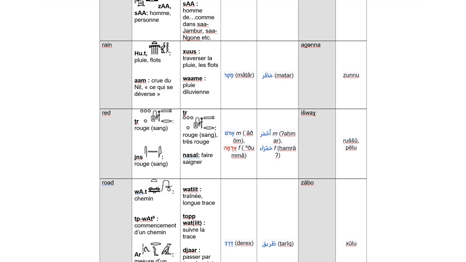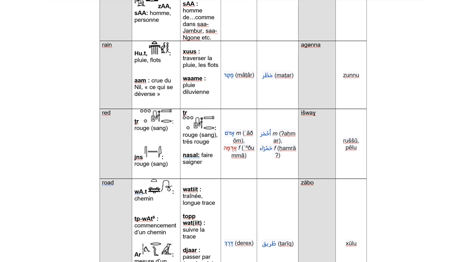You have here Sa, which means man, person in Egyptian. In Wolof, you have the same word Sa, which means man, and this word is very productive in both languages. You have in Wolof Sanjambur, which means a man from Jambur, Sa Daga, Sangone, etc. In both languages, it is used to make composed words.